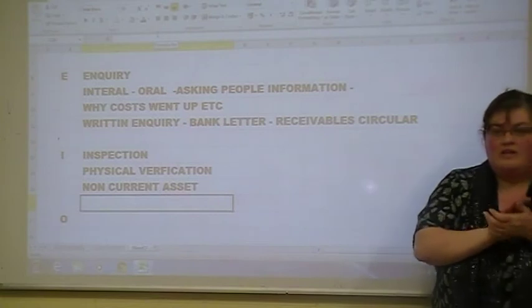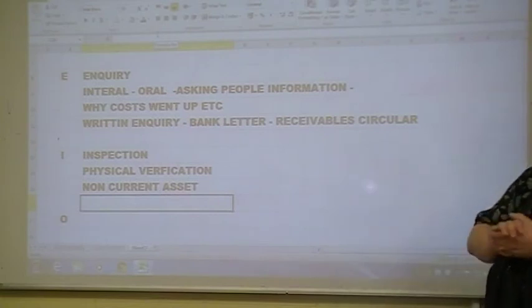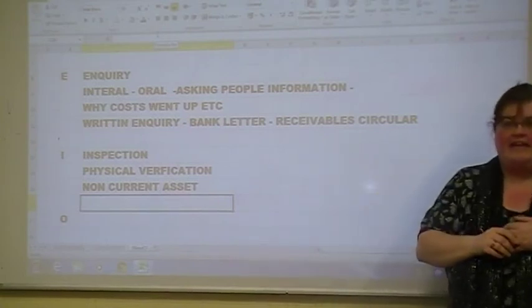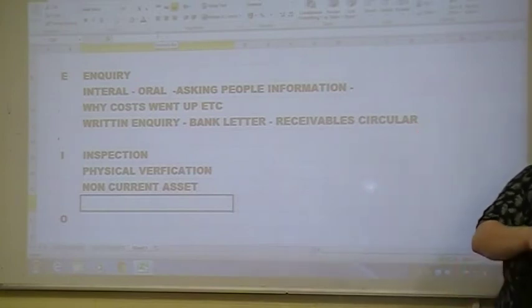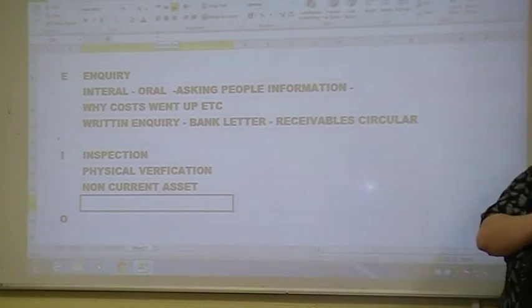Non-current asset, that's the correct term now, is it, instead of fixed asset? Yeah, non-current asset. And that's coming in now from the 1st January this year. Sorry, 2015. We have to have the changeover to this. That's the American way.